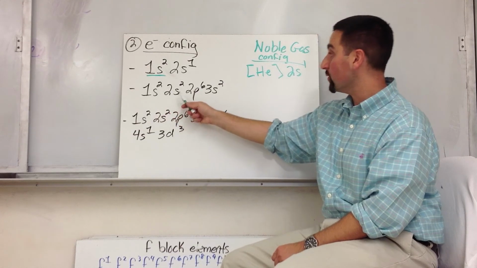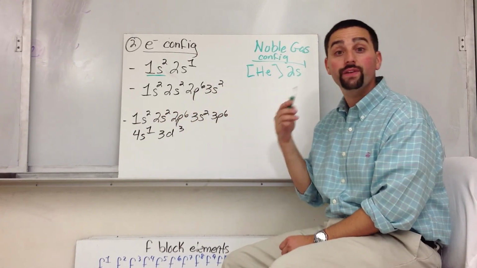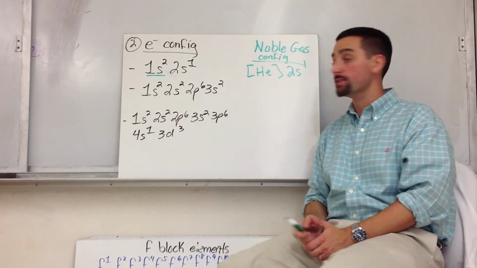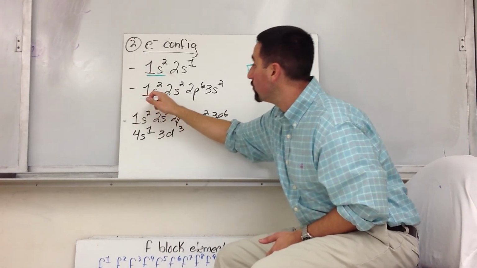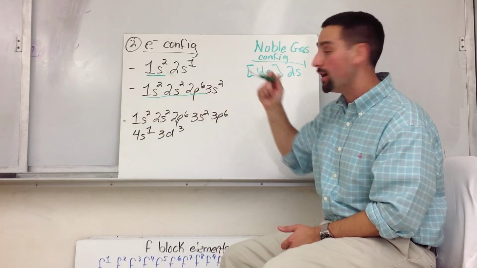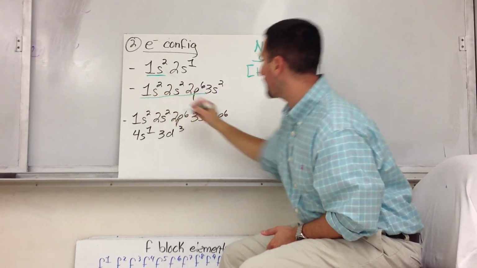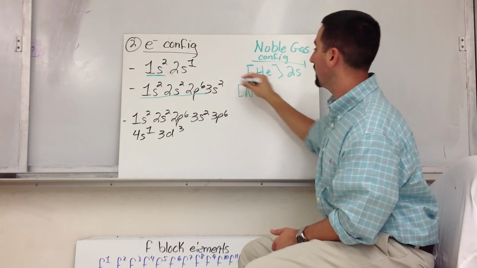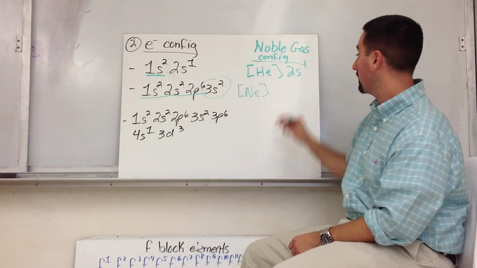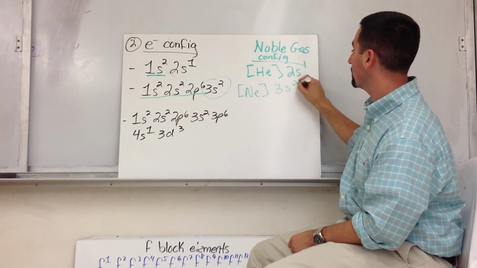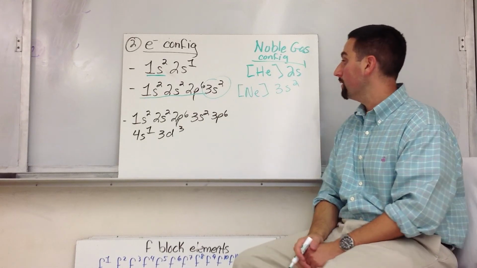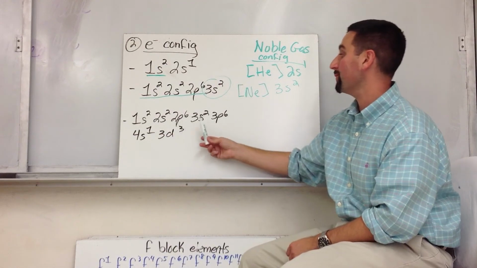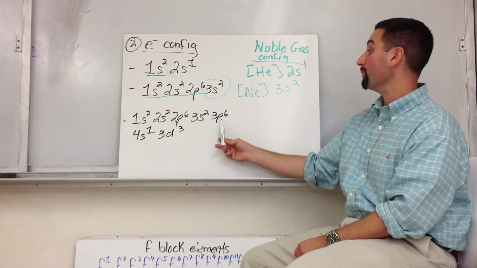1s2, 2s2, 2p6, we've hit our next noble gas. So to write the noble gas configuration of this, 1s2, 2s2, 2p6, that's neon. So all of that underlined, I can simply abbreviate by saying neon and write what's left over, 3s2. And finally, 1s2, 2s2, 2p6, that's neon, 3s2, magnesium, 3p6.